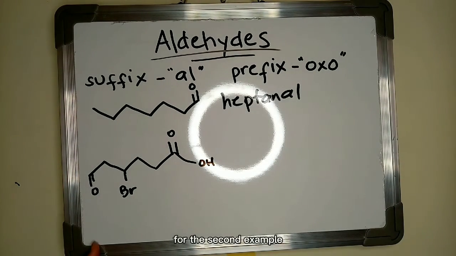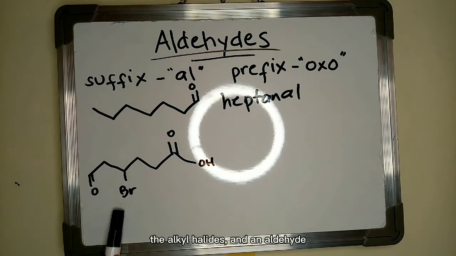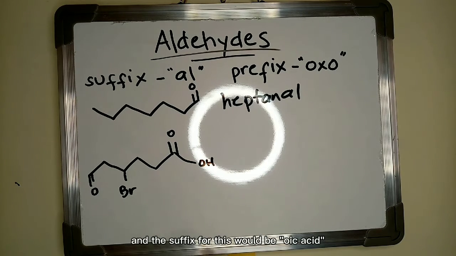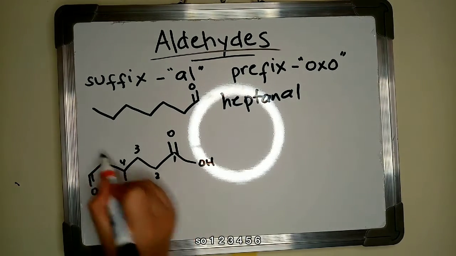For the second example, we can see that there are three functional groups: the carboxylic acid, the alkyl halide, and an aldehyde. In this structure, the carboxylic acid is the highest priority, and the suffix for this would be oic acid. So the first thing we need to do is know the positions. Since the carboxylic acid is the highest priority, the lowest position would be here. So 1, 2, 3, 4, 5, 6.